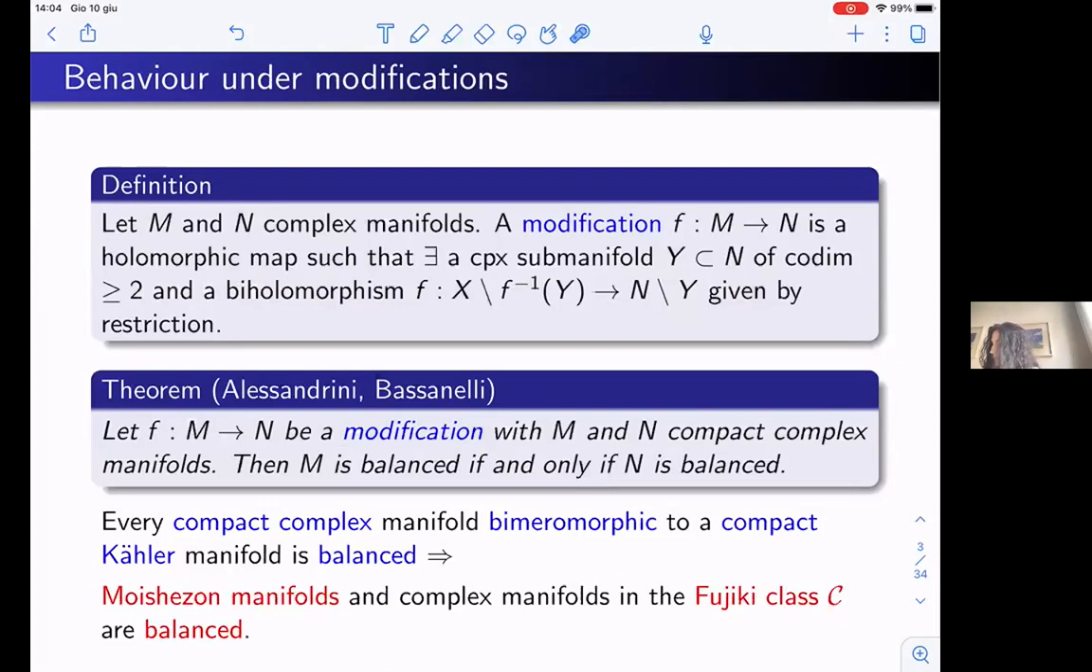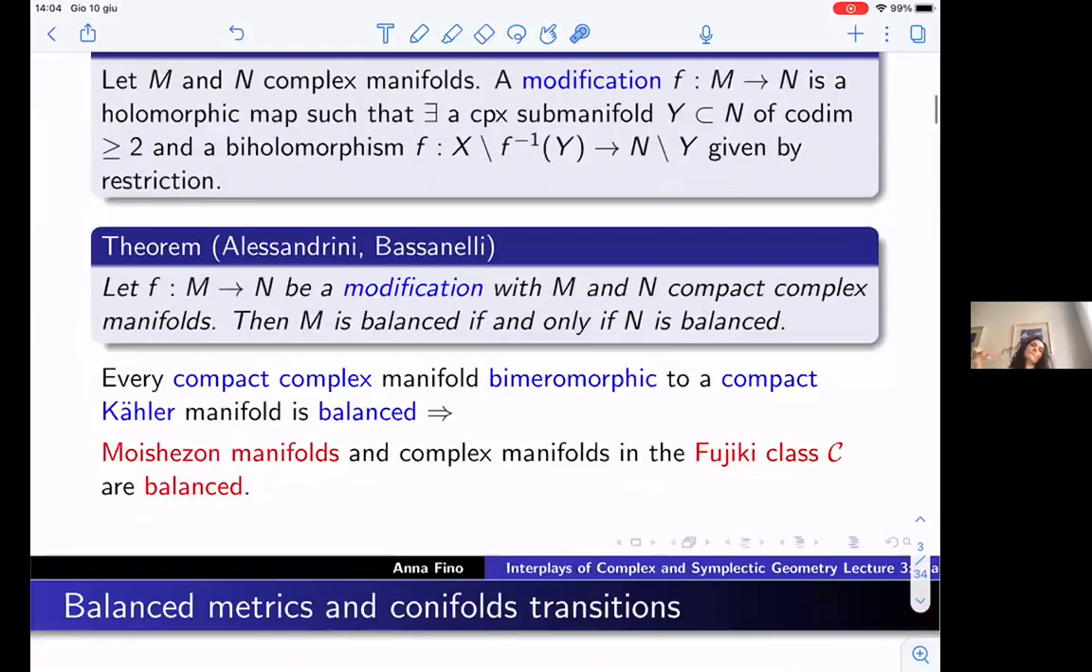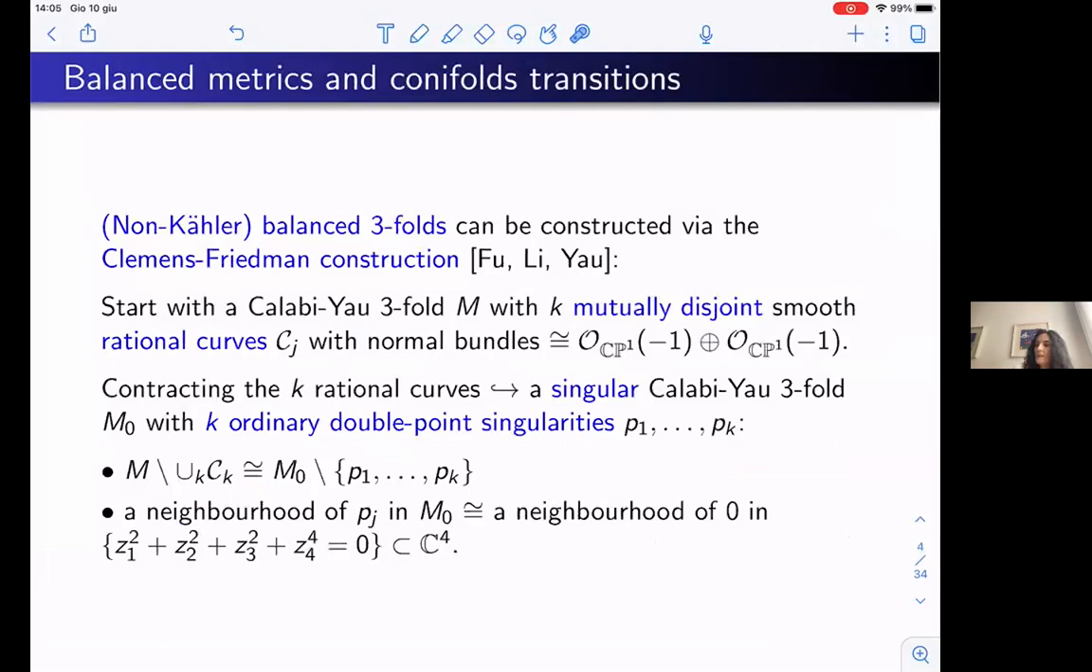So all of these are balanced, but there is another type of construction that is very nice, that allows us to construct balanced metrics starting from Calabi-Yau metrics. In fact, this is a construction due to Fu, Li, and Yau, the conifold transition. I will explain a little bit how it works. It is essentially using the Clemens-Friedman construction. So the idea is the following.